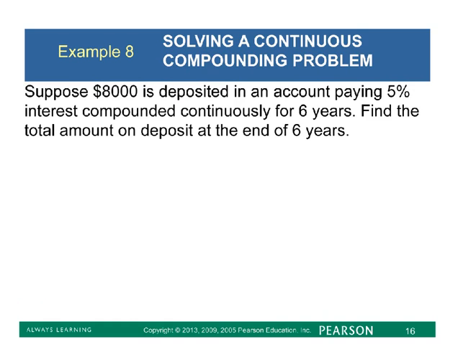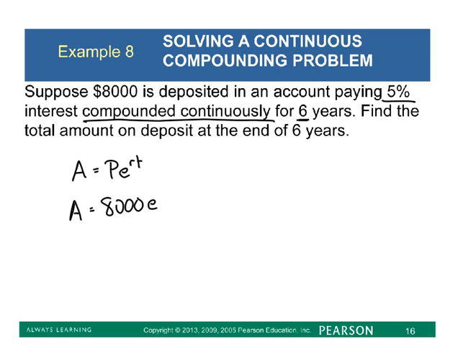So we have a problem here. It says suppose 8,000 is deposited in an account paying 5% interest compounding continuously for 6 years. So in this one, if it says compounded continuously, we're going to be using that PERT formula. So A equals PE to the RT. P, our initial amount, is $8,000. E, and then R is that 5%, and then T is 6 years.